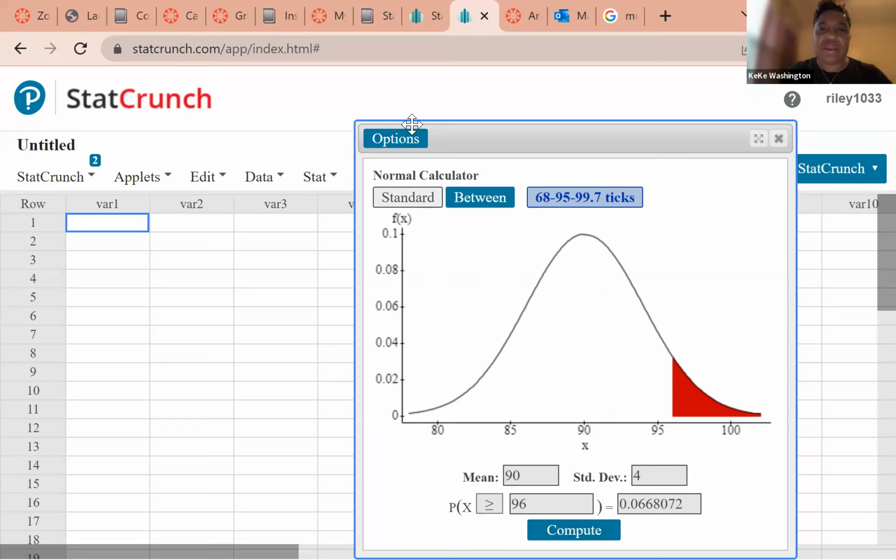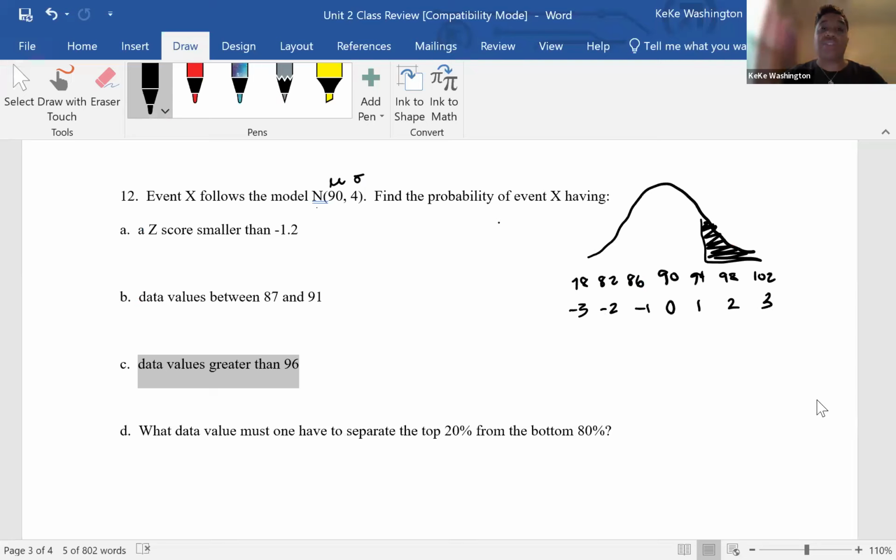All right, so this next one, we're going to work it backwards. So what happens when you are given your data values and you want to know what's the probability? Okay, so it says, what data value must one have to separate the top 20% from the bottom 80%? So you are looking for X.